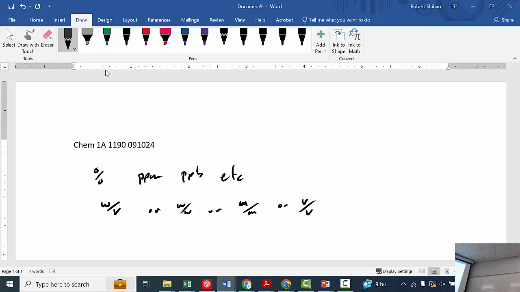These are all different kinds of percentages. W and M are the same, weight and mass, and we treat them the same. So this is a mass over volume percent. This is a mass over mass percent, and volume over volume percent. We have lots of different percentages. In biology, one of these is used quite often, and that's a W/V percent.